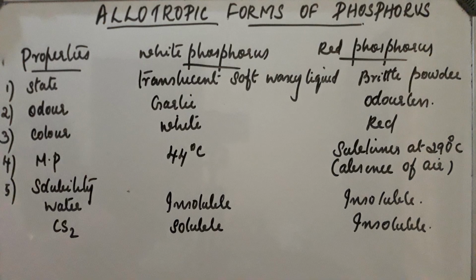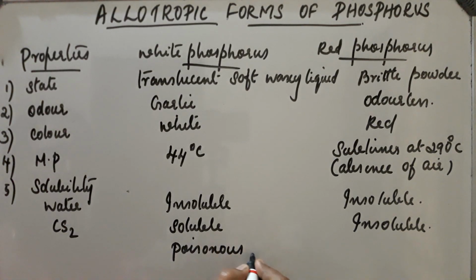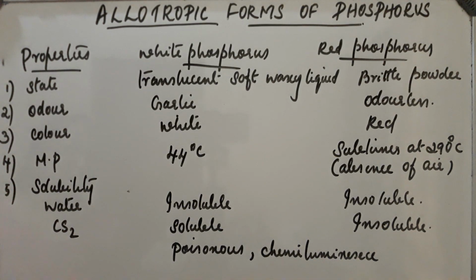Also, white phosphorus is a poisonous liquid, and it also shows chemiluminescence. What is chemiluminescence? Chemiluminescence means it glows in the dark. That's an important property of white phosphorus.